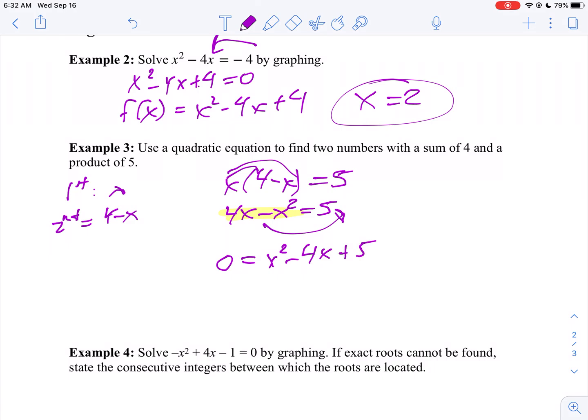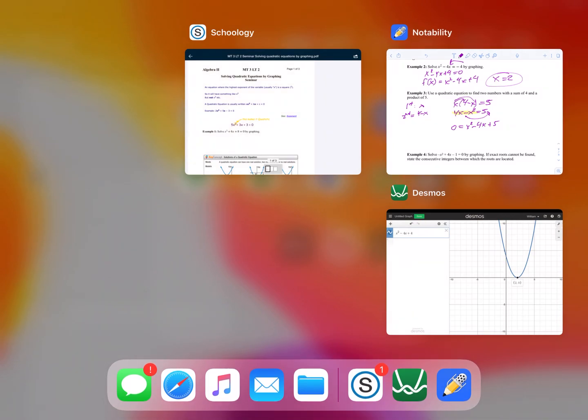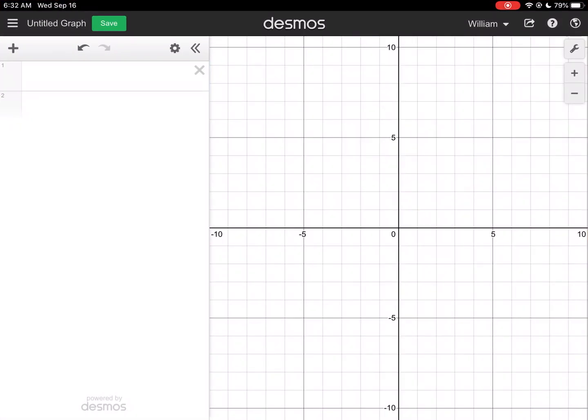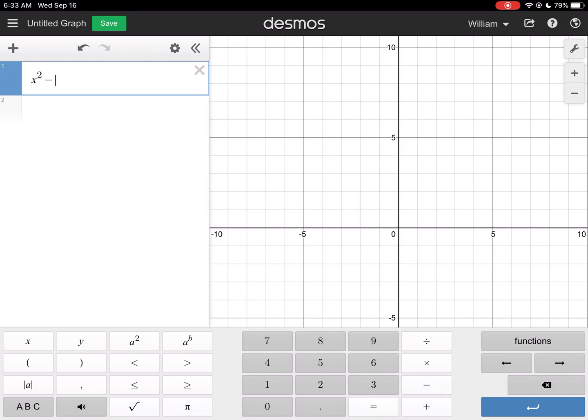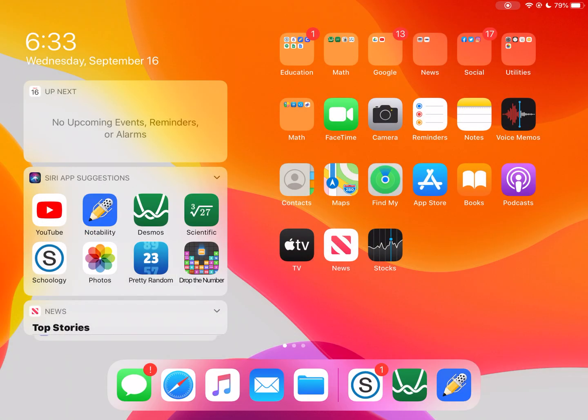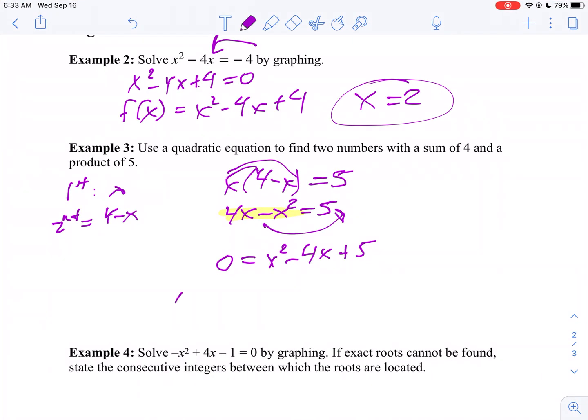Now let's graph that. So f of x equals positive x squared minus 4x plus 5. Notice our parabola never crosses the x-axis, so there is no solution to this problem. We probably could have figured that out in the beginning. There is no way you can find two numbers that add to 4 and multiply to 5. It's just not possible.